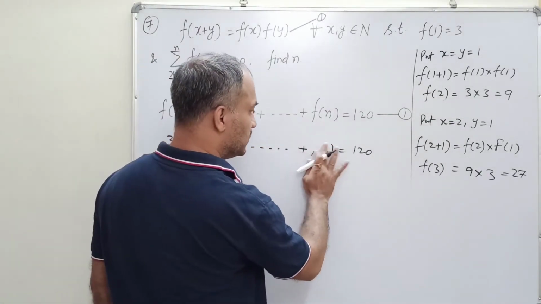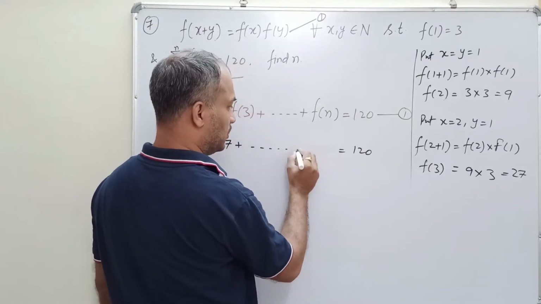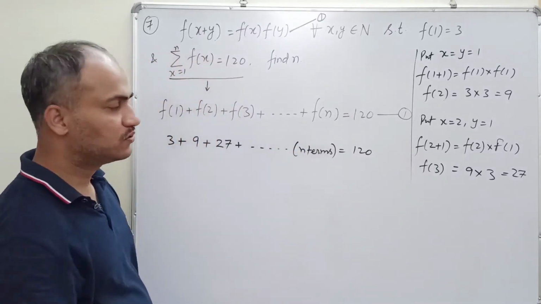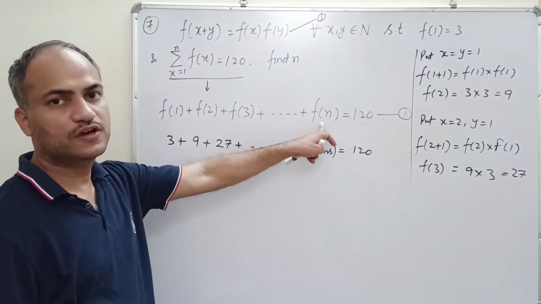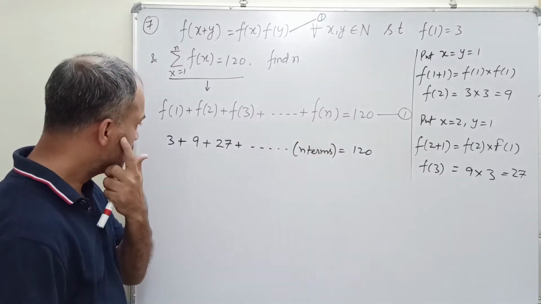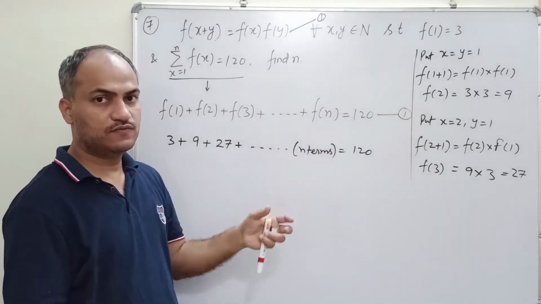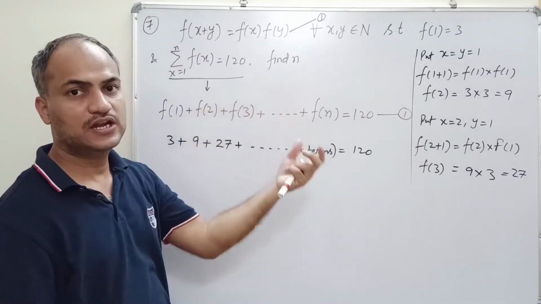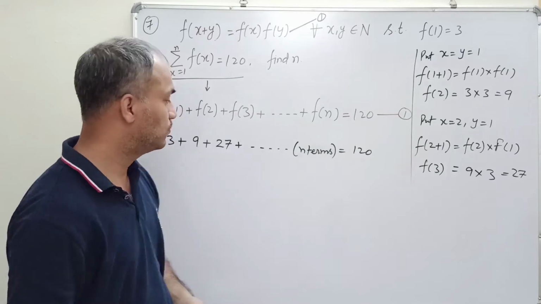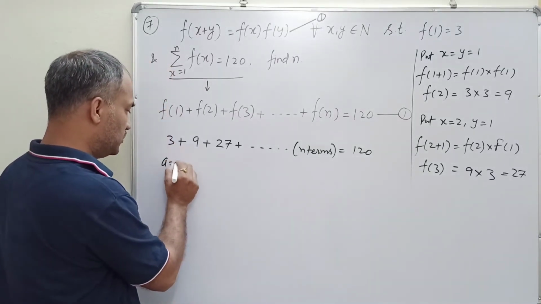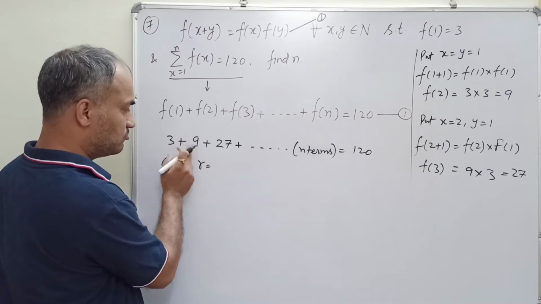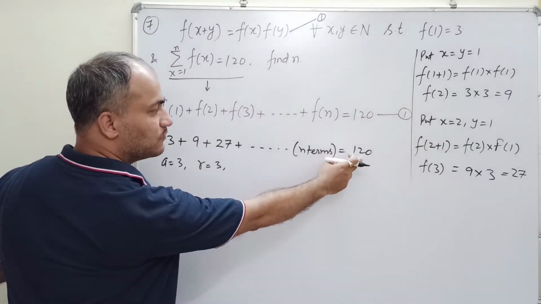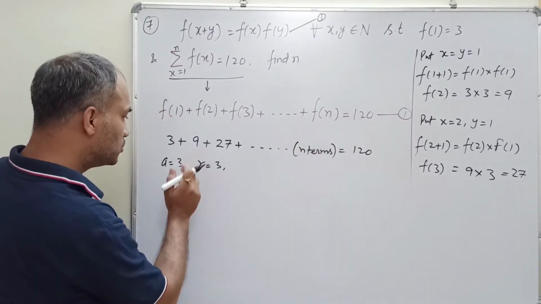Sometimes students want to write n terms in that place, then it is also correct. No problem about that, because nowhere are we finding the value of f(n). So we have n terms of this series and we have to sum them, and this sum is 120, and from this we have to find n. Now the question is very easy. Here a is 3, common ratio r is 3 because 3 is multiplied every time, and the sum is given as 120. So let us apply the sum.